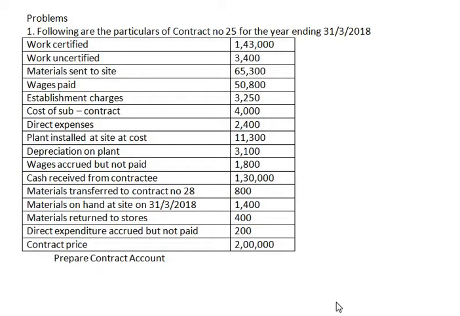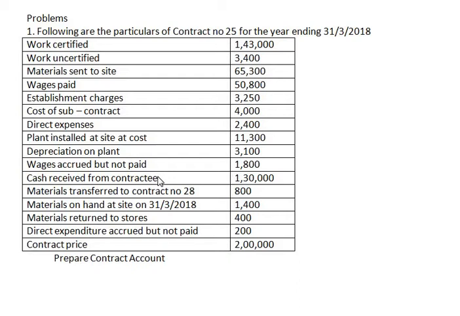In the previous video, I had discussed the introduction of contract costing, and from today we are going to solve contract costing problems. Here is one simple problem I have taken. Following are the particulars of contract number 25 for the year ending 31st March 2018: work certified, work uncertified, material sent to site, wages paid, establishment charges, cost of subcontract, direct expenses, plant installed at site at cost, depreciation on plant, wages accrued but not paid, cash received from contractee, materials transferred to contract number 28, materials on hand at site on 31st March 2018, materials returned to stores, direct expenditure accrued but not paid, and then contract price. They have asked us to prepare the contract account.